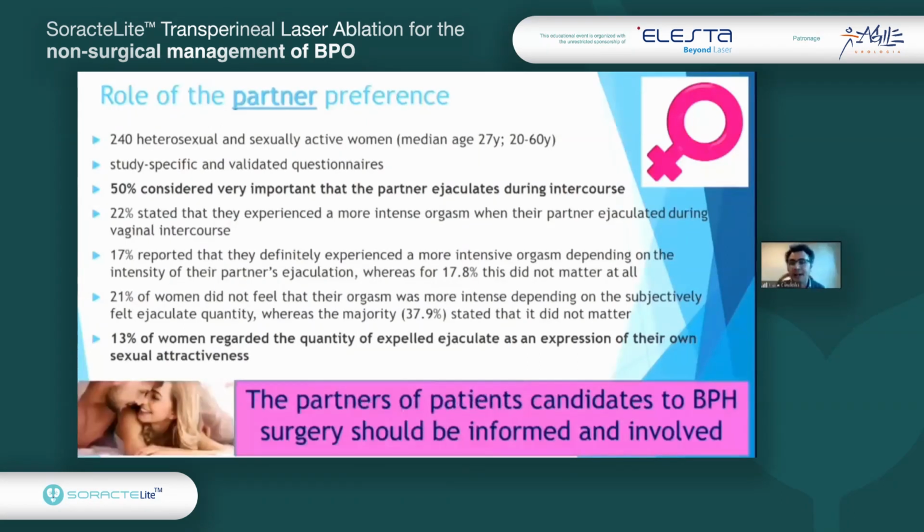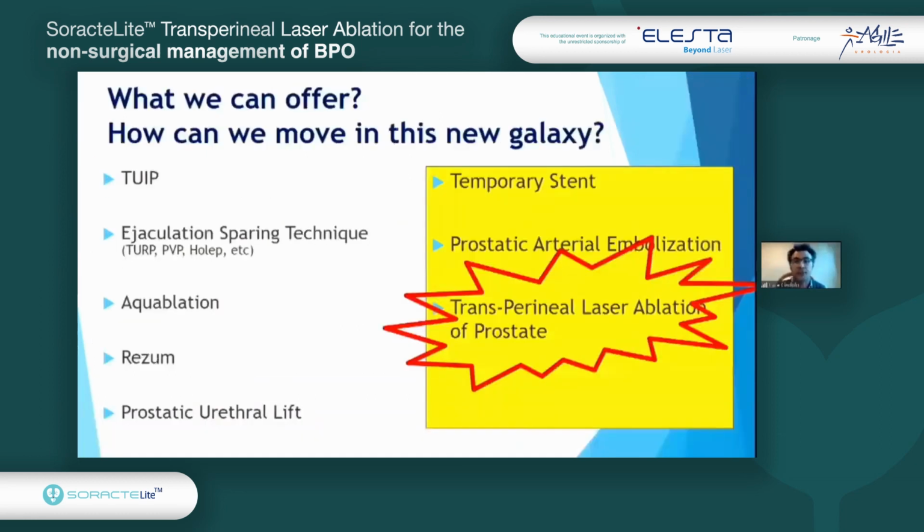The partner, in fact, as already remembered, could be theoretically involved in the decision of the BPO surgical technique for the relief. So what can we offer, how can we move in this new galaxy, as Dr. Lughezzani said? We have, of course, monolateral TUEP, we have ejaculation sparing techniques, we have aquablation and the others. But now we have transperineal laser ablation of the prostate.